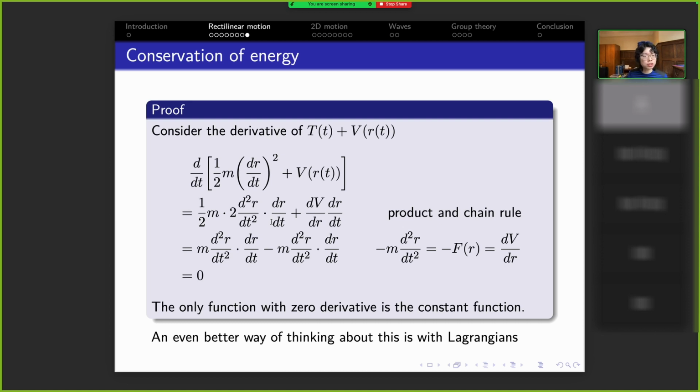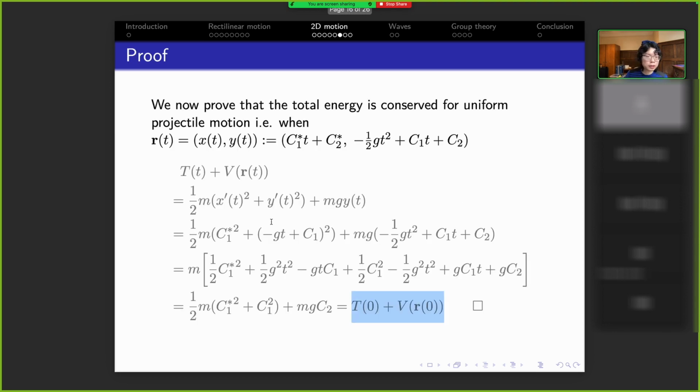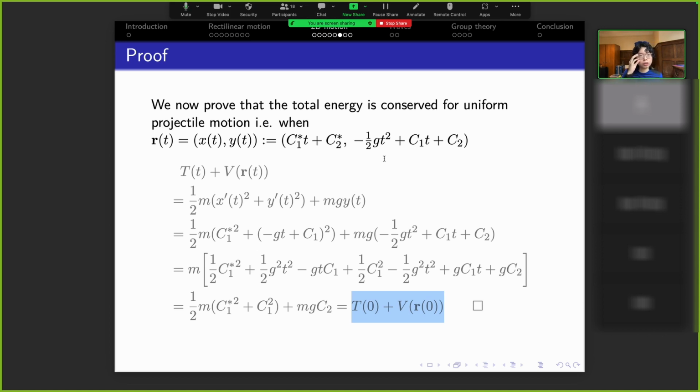We had the definition of a conservative force. You can do this for two-dimensional motion as well, but again, it involves some heavy calculus I'm not going to talk about here. But do know that you can do it in a much better way than just doing this horrible calculation.